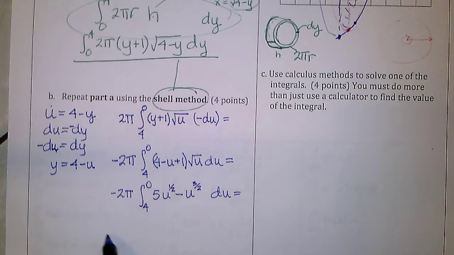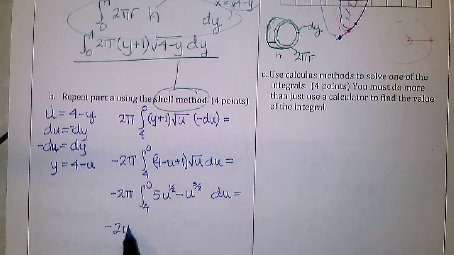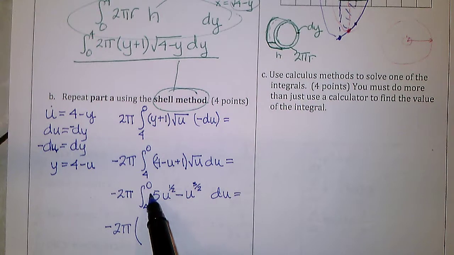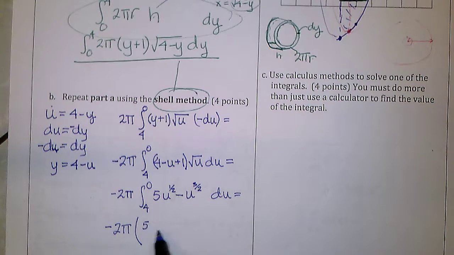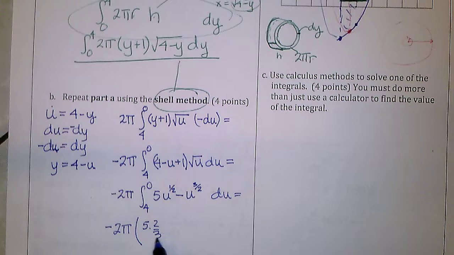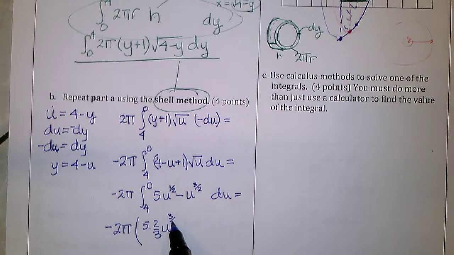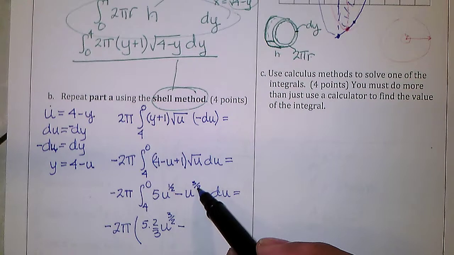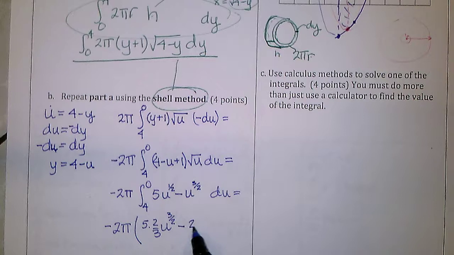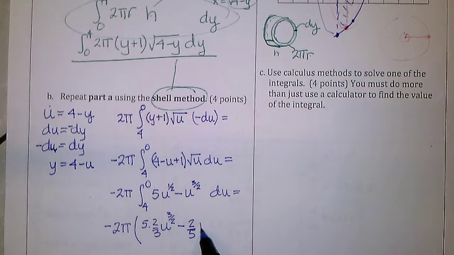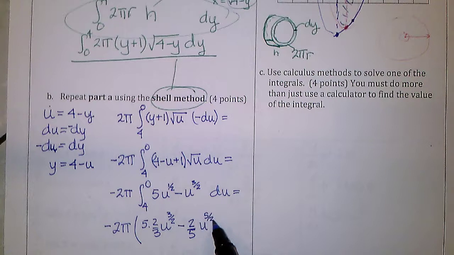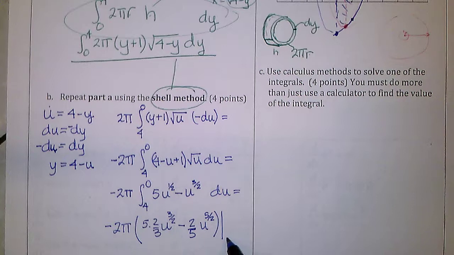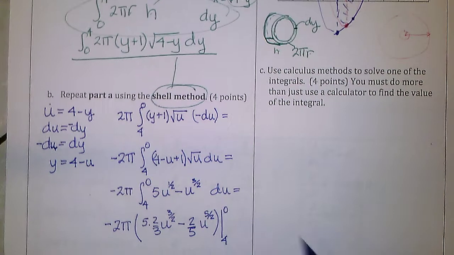Now I think I can integrate that, so that's negative 2 pi. This would go to the 3/2 and times 2/3. So I have 5 times 2/3 u to the 3/2, minus, this will go from 3/2 to 5/2, so I'll have 2/5 u to the 5/2. Evaluated, since I've changed my limits, I can go ahead and put in 4 and 0.